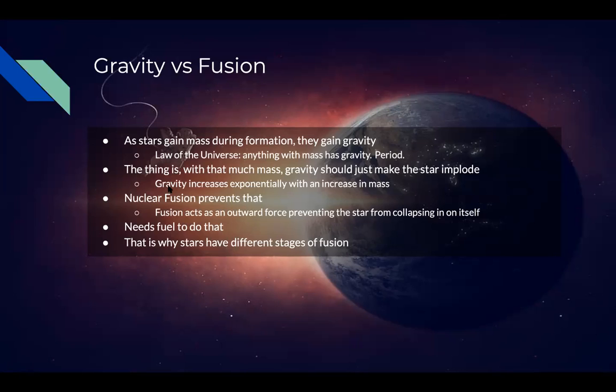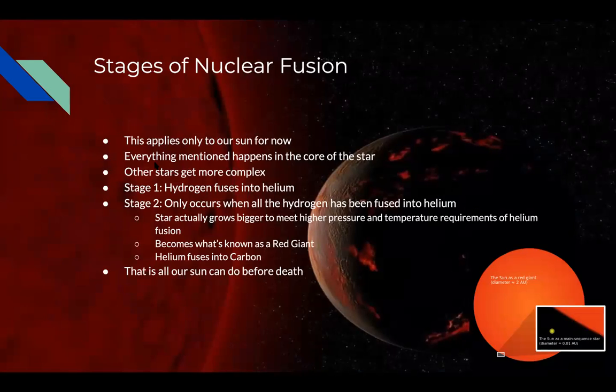But the thing is, for fusion, you need fuel. Now, this is probably confusing to most people, but stars have different stages of fusion just to prevent them from collapsing. The stages of nuclear fusion, like I said, this is only applying to our sun, nothing else, because otherwise you'll be very confused. So everything that I've mentioned happens in the core of the star. Other stars, it gets more complex because they have either more mass or less mass. Bear with me.